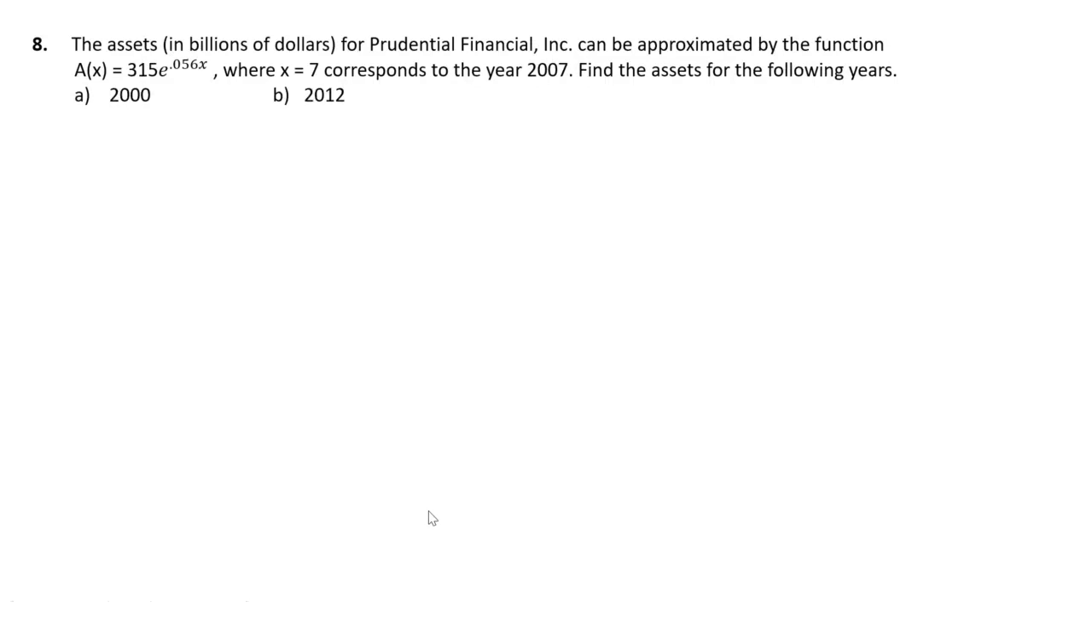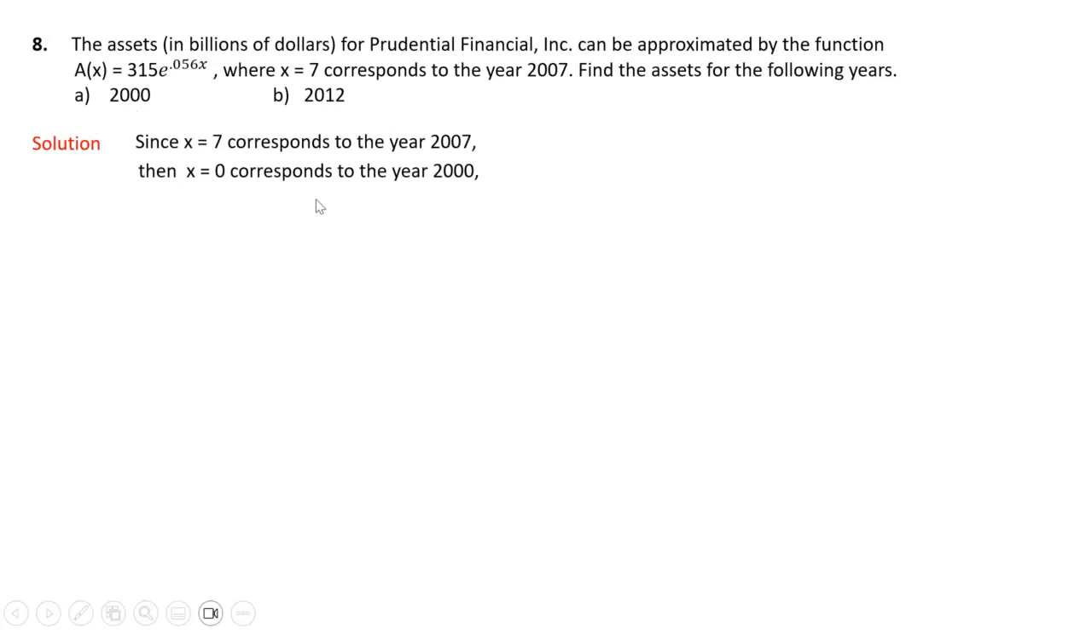Now, number 8. The assets in billions of dollars for a Prudential Financial Incorporation can be approximated by the function A of x equals 315 e to the 0.05x, where x equals 7 corresponds to the year 2007. Find the assets for the following years. Okay, now solution. If x equals 7 corresponds to the year 2007, then x equals 0 must correspond to the year 2000, and x equals 12 must correspond to the year 2012.